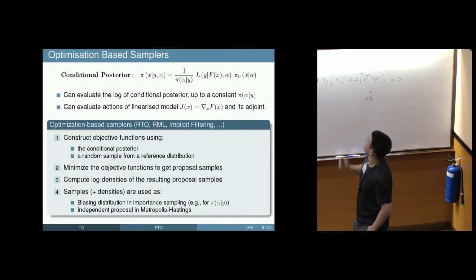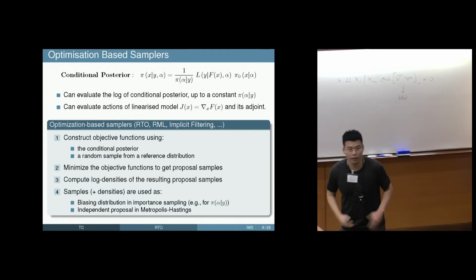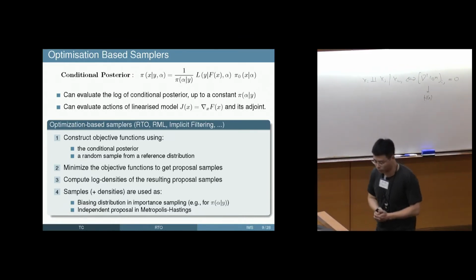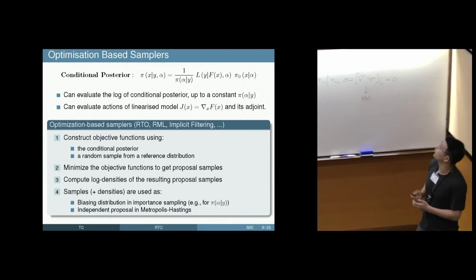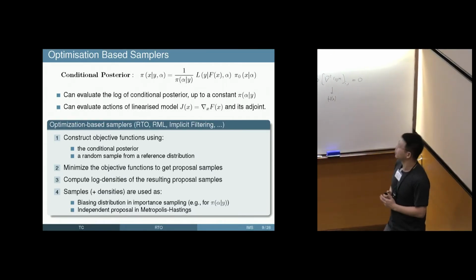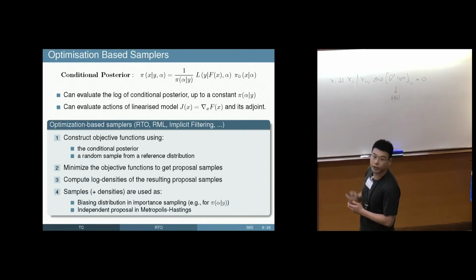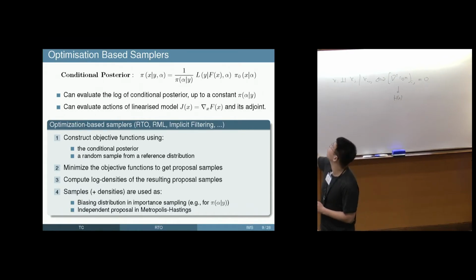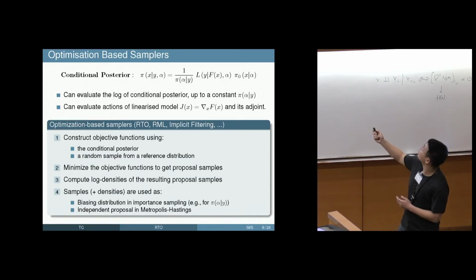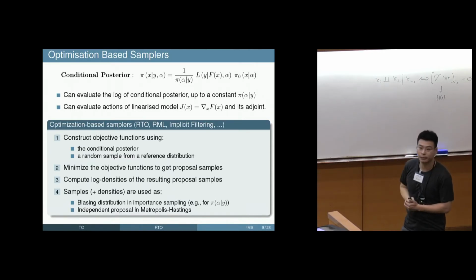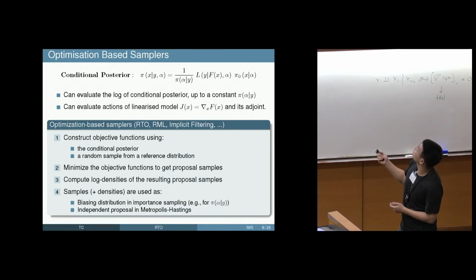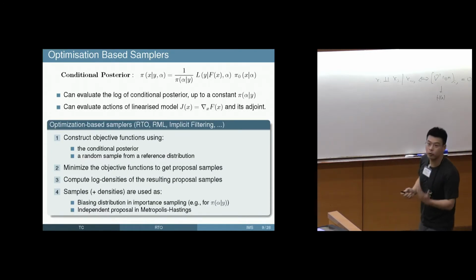Okay, so now let's look at it. What are the basic ingredients we need to convert an optimization method into a posterior sampler? Here's our conditional posterior. The basic assumption we need is only about two things. One, we require that we can evaluate the log of this conditional posterior up to a normalizing constant. We don't care what the constant is, but we do want to be able to evaluate the log of this posterior. This is one of the most fundamental requirements. The second one is that we can evaluate the action of the linear forward models. Just to remind you, the likelihood function involves the forward model.